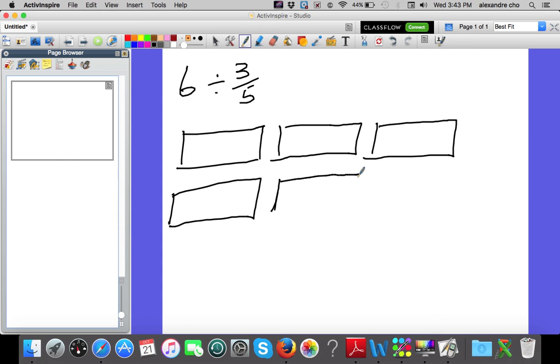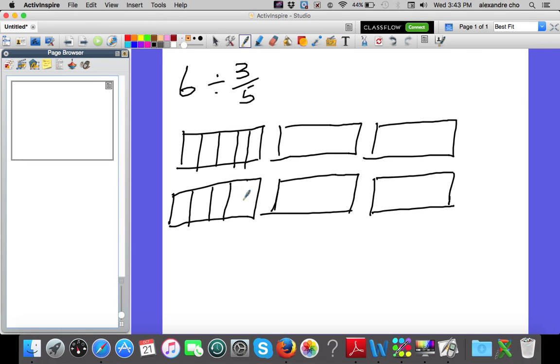So you have 6 chocolate bars. You want to make servings of 3/5 of a chocolate bar. So each serving that you're going to give out is made of 3/5. How many servings can you give out? So let's cut this up. 1, 2, 3, 1, 2, 3, 4, 5.